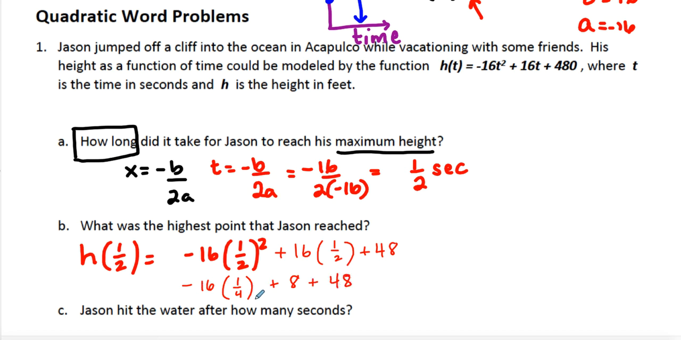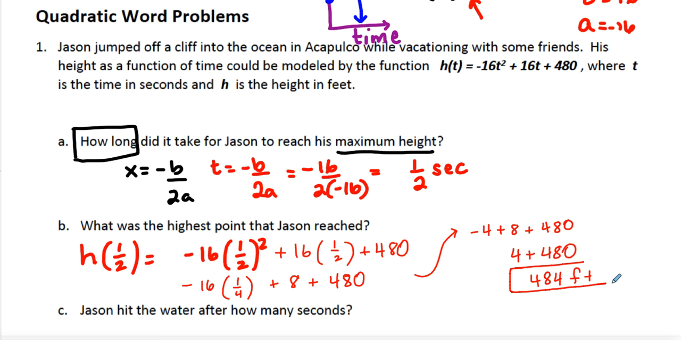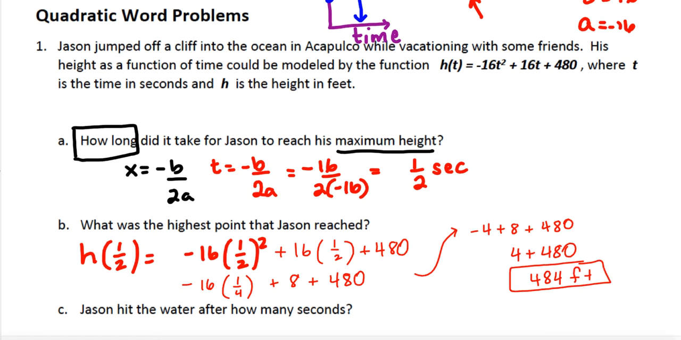Okay. All right. So I've got negative 16 times 1/4 plus 8 plus 480. Negative 16 times 1/4 is negative 4. So that gives me negative 4 plus 8 plus 480, which is 4 plus 480. So that's going to give me 484. So my answer is going to be 484 feet. That's going to be the maximum height. So I didn't really go up that much, another 4 feet, but that sounds about right, doesn't it?